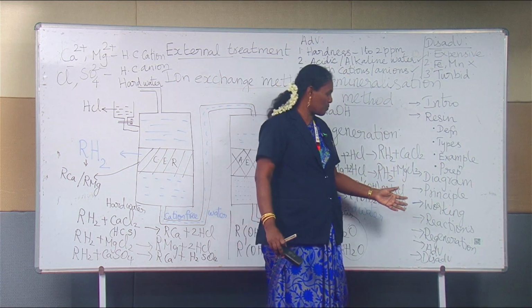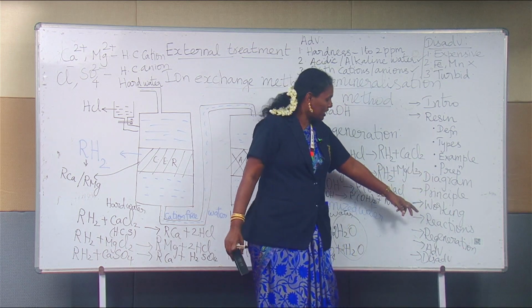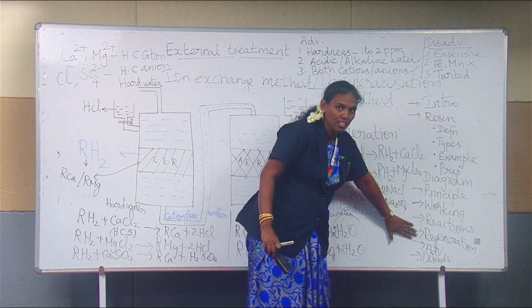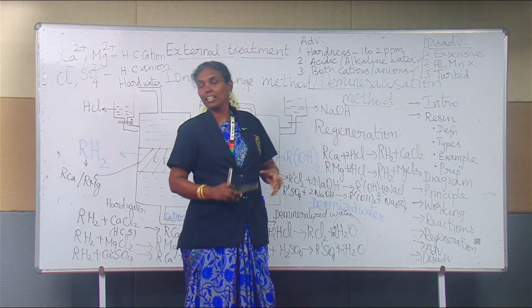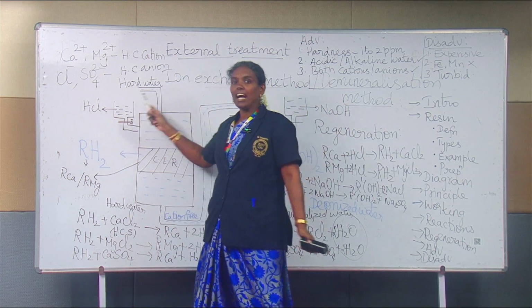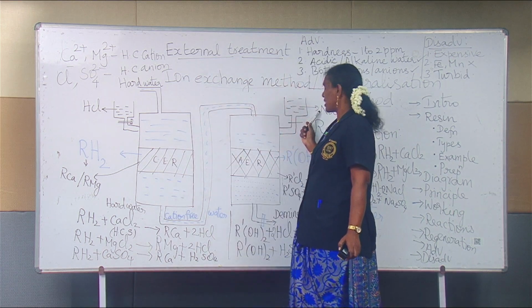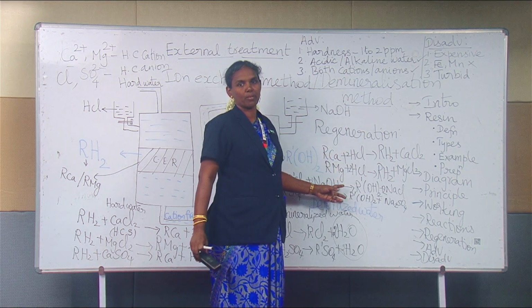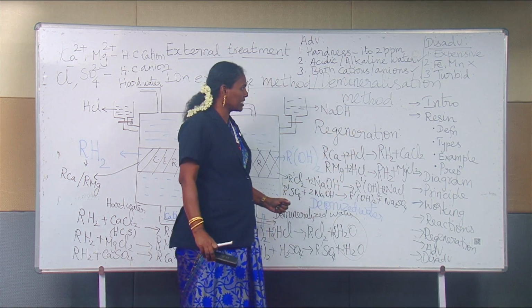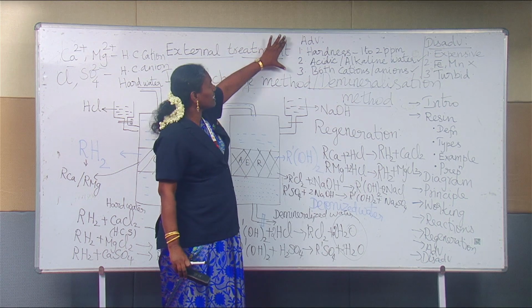Regeneration has to take place. The resin is exhausted, so the next step is the regeneration step. We have to regenerate. The cation exchange resin bed is regenerated by HCl. The anion exchange resin bed is regenerated by NaOH. For that also you can write 2 equations, or 1 equation you can write.